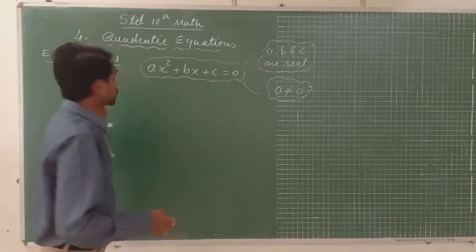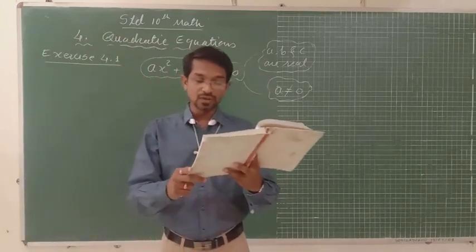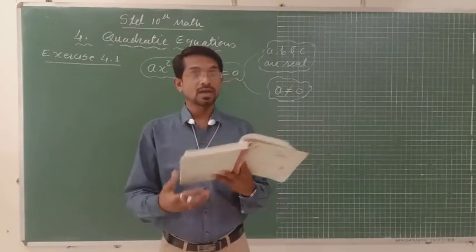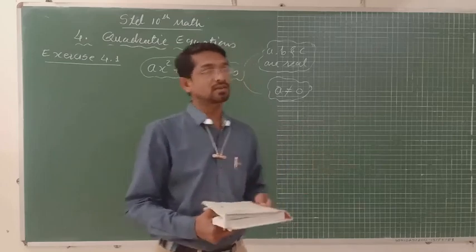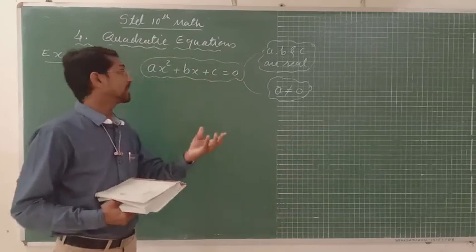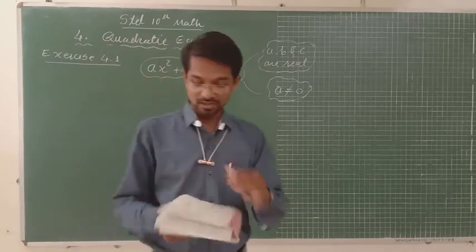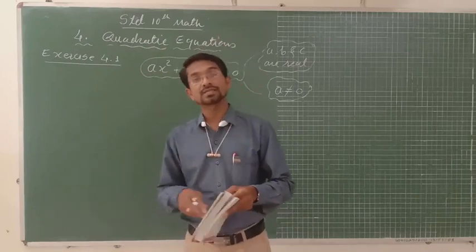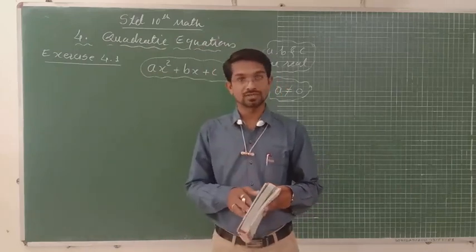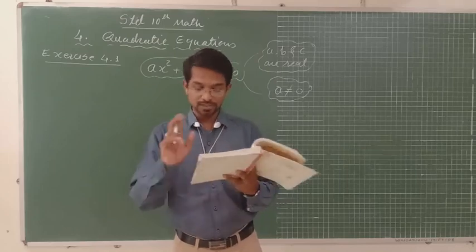Now see, what question number 1 says: check whether the following are quadratic equations. Whatever examples are given here, you have to solve them and try to write them in the standard form. If we are able to write the example in the standard form, then you can say it is a quadratic equation. Otherwise it is not a quadratic equation. The first example is done.